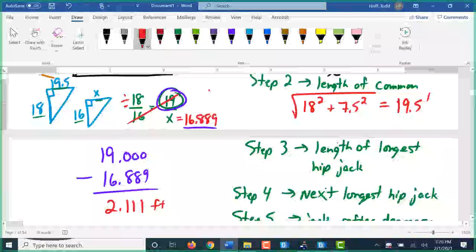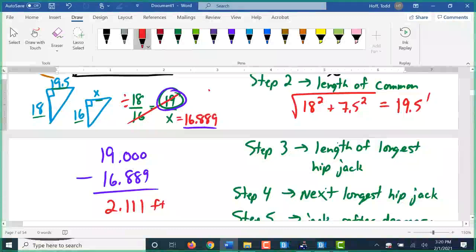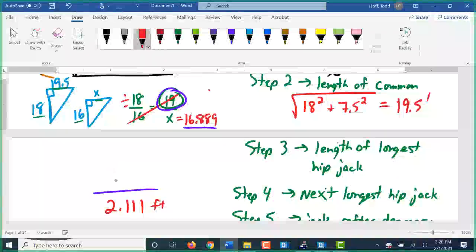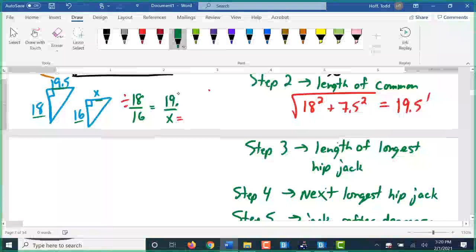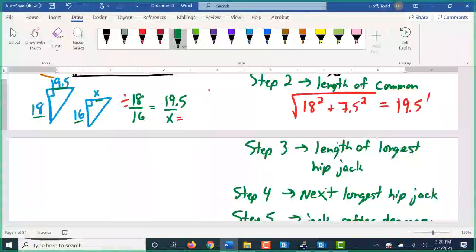Oh, it's 19.5. I'm sorry. I put the wrong number in there, didn't I? Yep. We've got to redo the last couple of steps. Oh, I got 19 here. That should be 19.5. I'm going to pause and go back to that step. That should be 19 and a half there, not 19. Sorry about that.